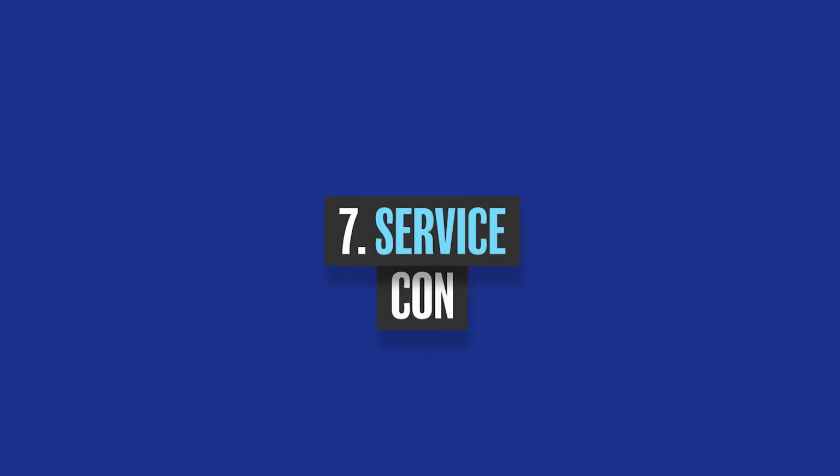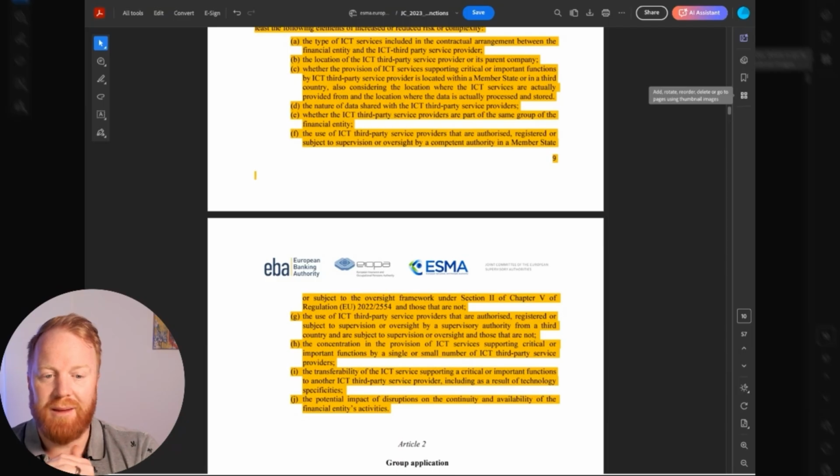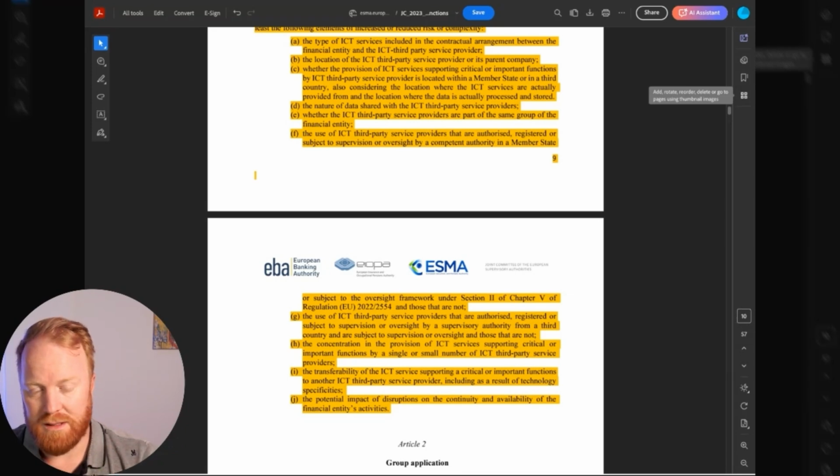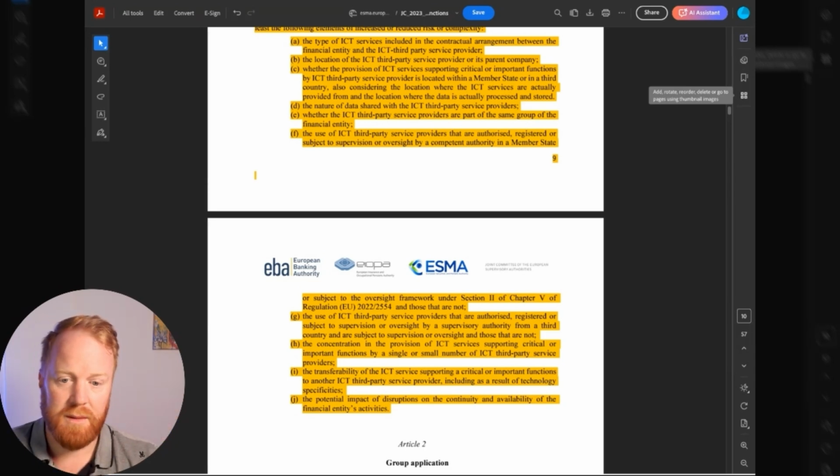Number seven, service concentration. The policy should evaluate if the concentration of critical or important ICT services provided by a single or small number of ICT third-party providers, relying heavily on a few providers, can increase risk. So make sure you consider how many ICT providers are available. If there's only one, that's a massive risk. So service concentration is another item to add to your risk profile.